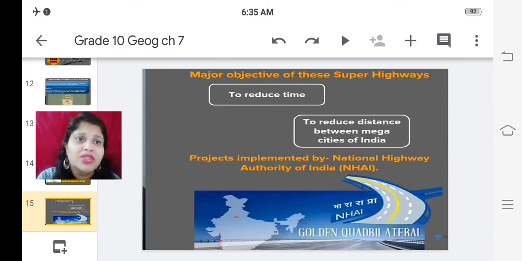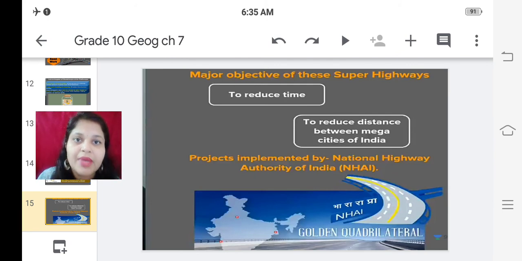Major objectives of these super highways. So why has the government constructed these super highways? Obviously to reduce time. Whatever time we take to travel from Delhi to Kolkata, from Kolkata to Tamil Nadu, to reduce that time, direct highway, super highway has been constructed to reduce distance between mega cities of India.